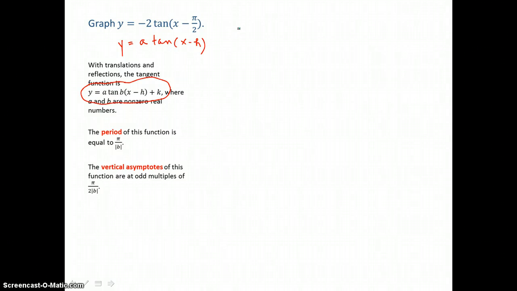Okay, and that h value of pi over 2 is going to cause a shift left or right again, and this time it's going to be right pi over 2 units. Okay, and that a value of -2 is going to cause a reflection. When it's negative, it's going to cause a reflection in the horizontal axis. Now there's no k value shifting our horizontal axis, so it's going to stay the x-axis.